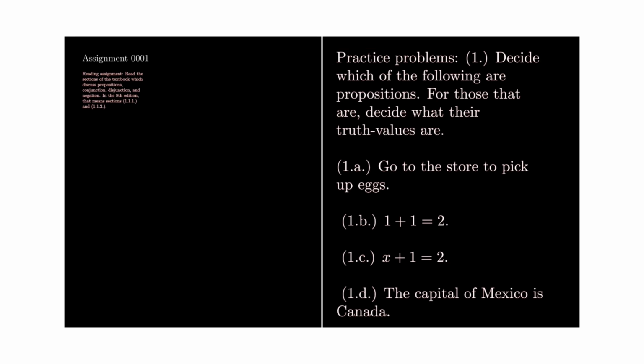The exercise propositions are: 1.A is going to be "Go to the store to pick up eggs." 1.B, "1 plus 1 equals 2." 1.C, "x plus 1 equals 2." 1.D, "The capital of Mexico is Canada." And finally, for 1.E, we have the expression, "If x equals 2, then x plus 1 equals 4."